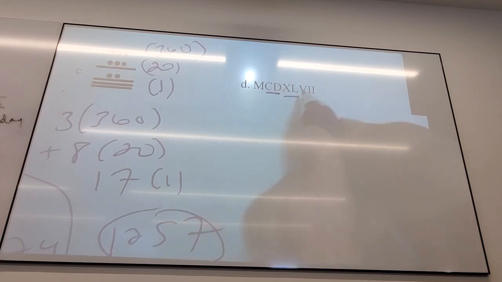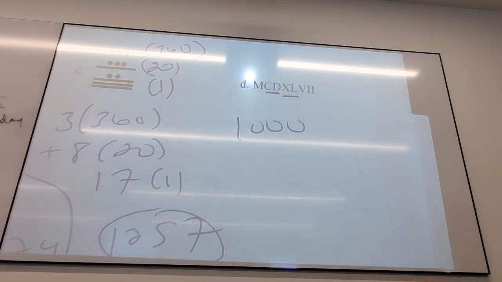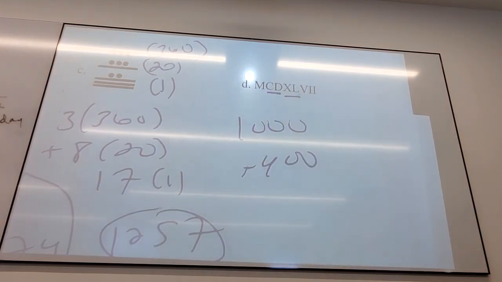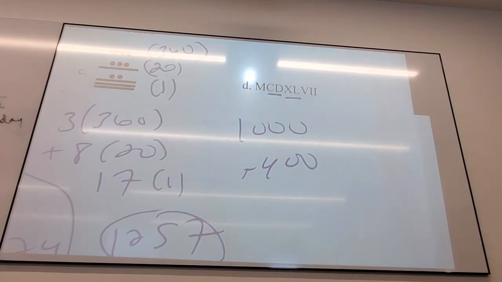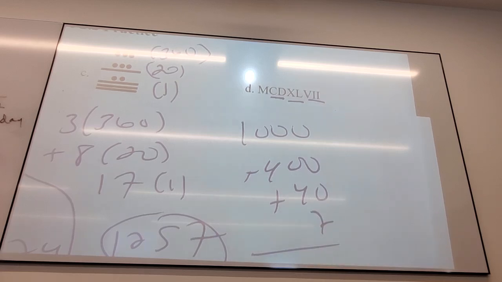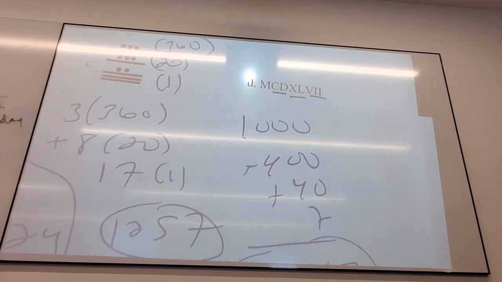XL. I like it. So M is 1,000. CD means 500 minus 100, which is 400. XL is 50 minus 10, which is 40. Are you guys with me? All right. Those of you listening, are you? Okay. And then, of course, VII we know is 5 and 2, which is 7. So you get 1447. Again, another year in history that something happened.